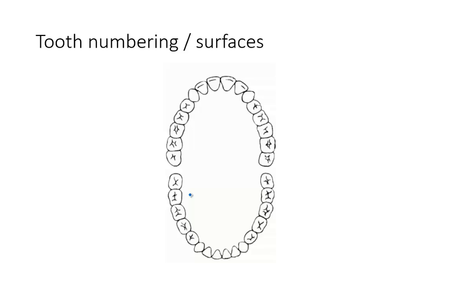And so what the universal numbering system is, each tooth gets one number. You're going to start in the upper left. Right here is number 1. It's going to go over to 16. And then number 17 for the lower left, over to the lower right, 32.